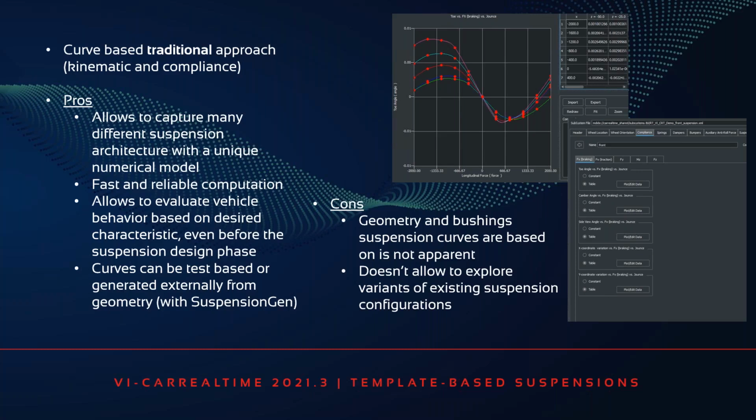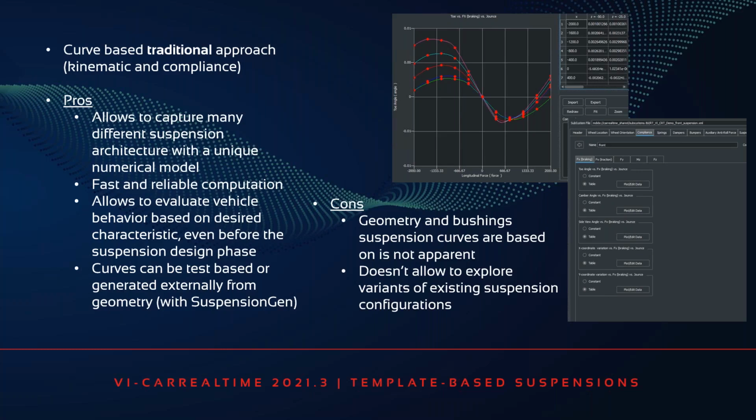There are a number of pros for this curve-based approach. It allows you to capture many different suspension architectures with one unique numerical model, and it's computationally fast and reliable. It also allows you to evaluate vehicle behavior based on desired characteristics, even if you don't really have a physical design yet. And last, curves can be test-based or generated externally from geometry. So in the prior methodology, you have the ability to look at curves coming in from, say, a KNC test, or generate them from an internal tool that's existed in parallel to Car Real Time called Suspension Gen.